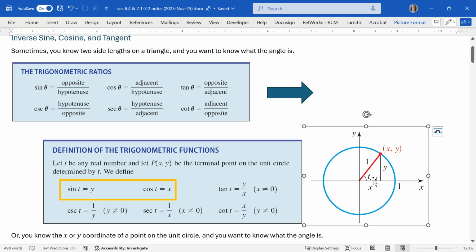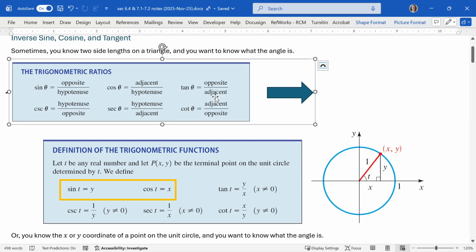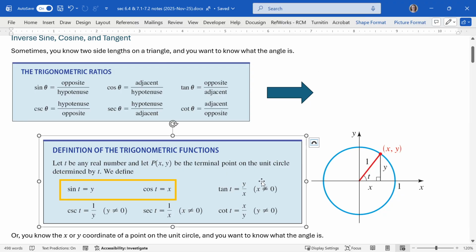So you make the angle from the positive x-axis, and then the y-coordinate of the point that your angle touches on the unit circle, that is your sine, and then the x-coordinate is your cosine. And these other ones are defined similarly to how they were back in the right triangle context. So tangent is y over x, which would be opposite over adjacent. And the others are the reciprocals of sine, cosine, and tangent.